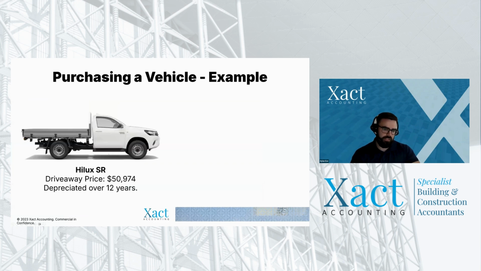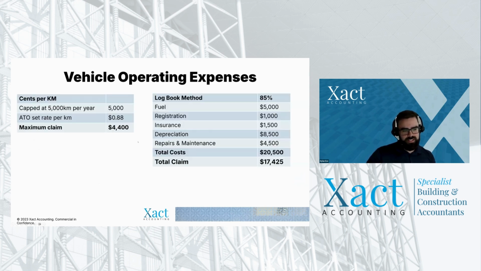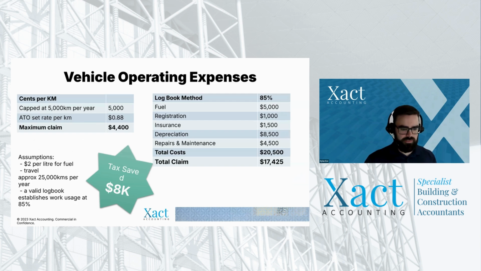So we've got a bit of a worked example where we're purchasing a vehicle through the company, and then the comparison between if we're going to do a logbook, because this feeds into our next topic of fringe benefit tax. If we were to purchase, say, a Hilux single cab, it's only $50,000 or $51,000. We get a tax deduction of $17,000 under the logbook method, along with the ability to claim GST of $4,600. Now, if we compare that to the cents per kilometre method, which is capped at 5,000 kilometres per year, we only get a tax deduction of $4,400. So the logbook for vehicles can be a massive difference in depreciation deduction. The tax saving on this one is a difference of about $8,000, which is a pretty good outcome.